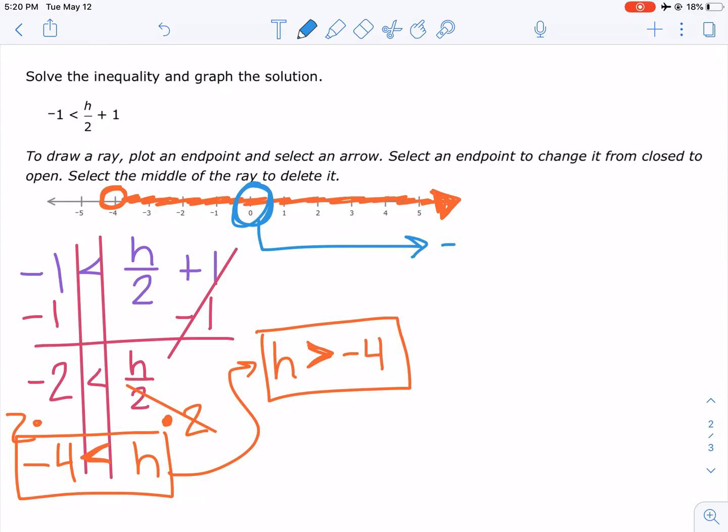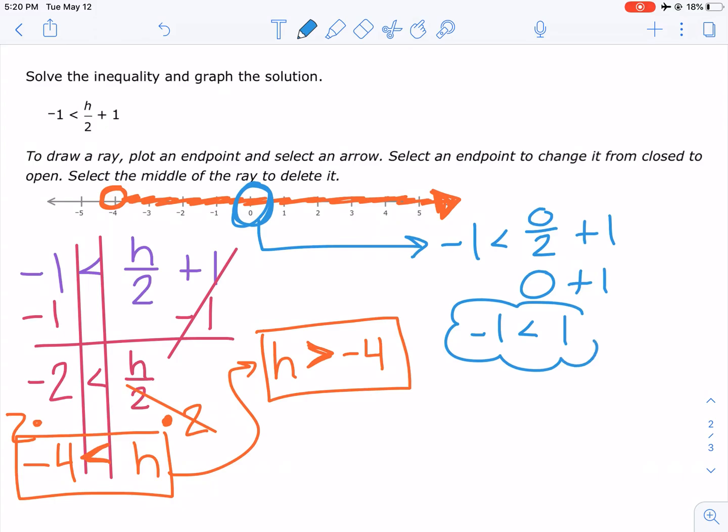So I have, back to the original, -1 is less than 0 over 2 plus 1. 0 over 2, anything divided by... 0 divided by anything is going to be 0. So 0 divided by 2 is 0, plus 1, which just leaves me with a 1. So now I read my inequality. It says -1 is less than +1, and this is a true statement.